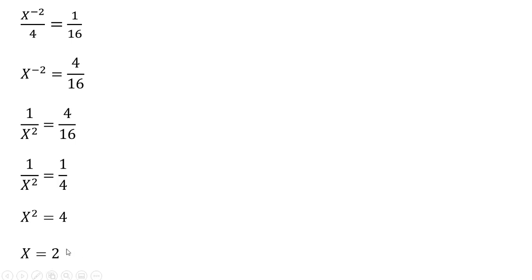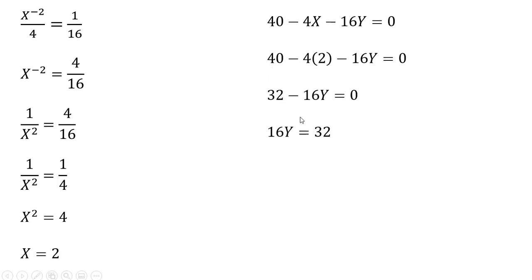We're going to take this x equals 2 and plug it back into the consumer's budget constraint. And here's the consumer's budget constraint. So where we have x, we'll plug in 2. And now we're going to solve this for y. So 40 minus 8 leaves us with 32. And dividing through by 16, y also equals 2. So that is our utility maximizing consumption bundle.